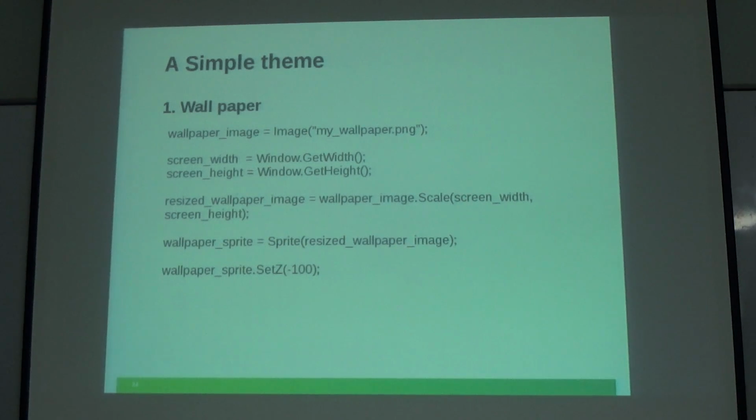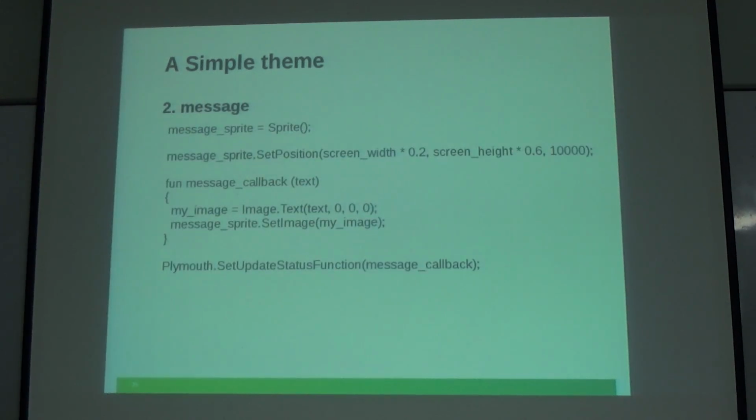Then I set sprite z as minus 100. The z is the layer, the image level. If we have many images and we want image A on top and image B on the bottom, we should set different Z levels to put them at different heights.